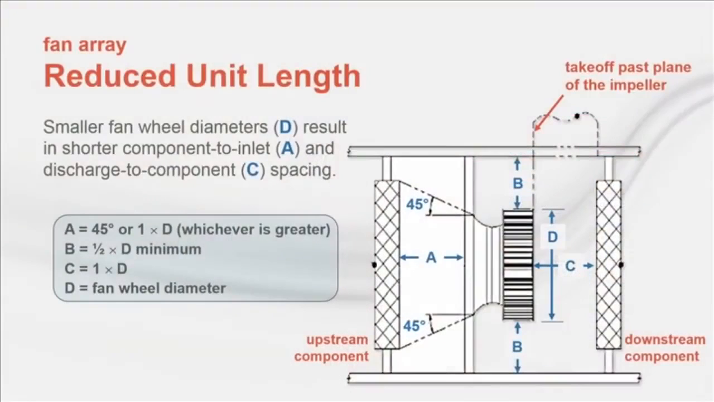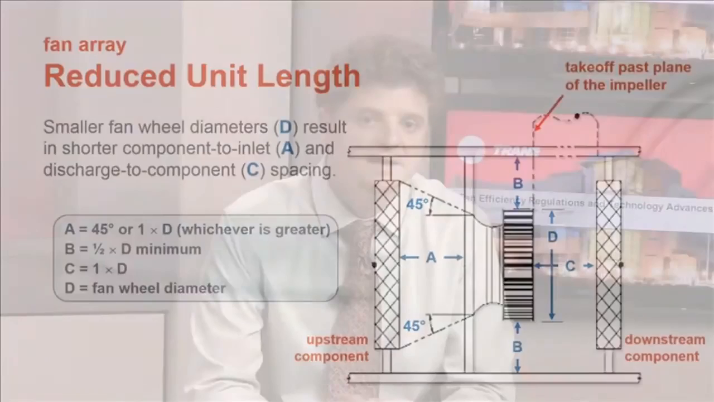Let's look at these two benefits in more detail. The distance or spacing required both up and downstream of a fan is typically defined as a function of the fan wheel diameter. Therefore, if multiple small diameter fan wheels are being used, the up and downstream spacing required will usually be less than if a single large diameter fan wheel is used. In many cases, this can shorten the overall length of the air handling unit.